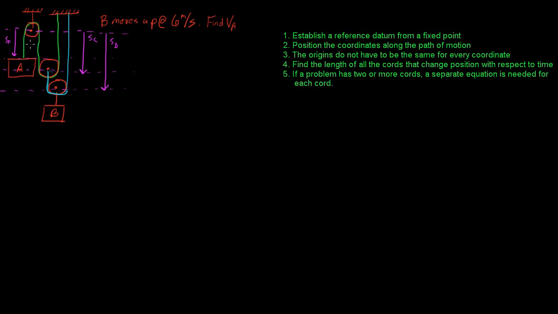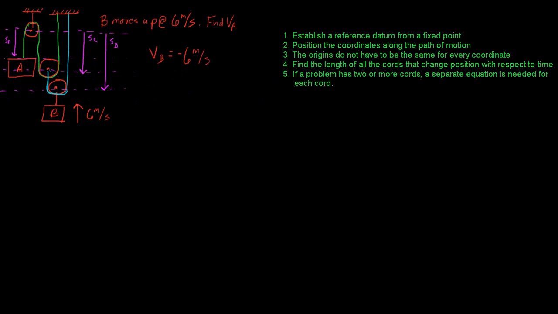So here we've identified all the different parts of our system that move, and we know that B moves up at 6 meters per second. So our velocity of B opposes our positive convention because our positive convention is down. So VB is moving at minus 6 meters per second.